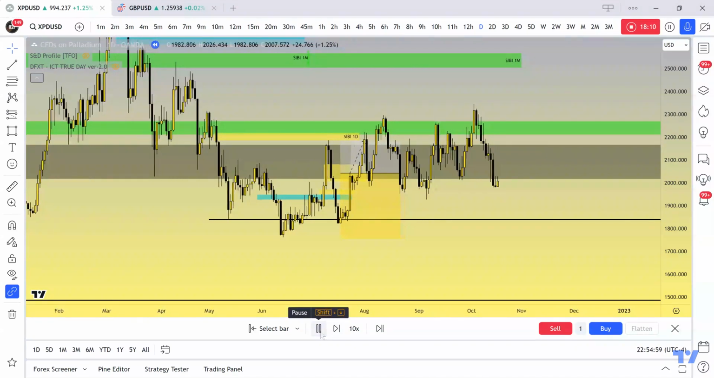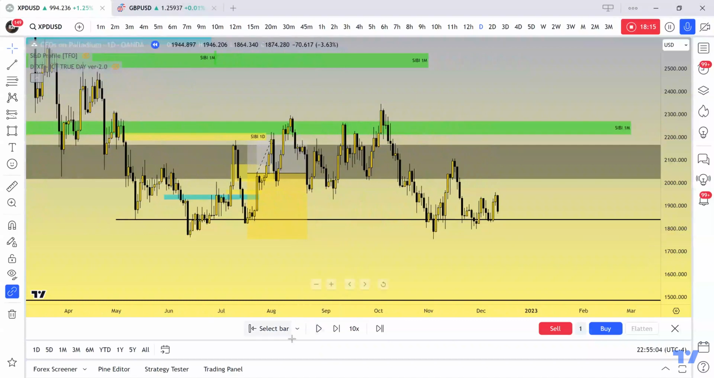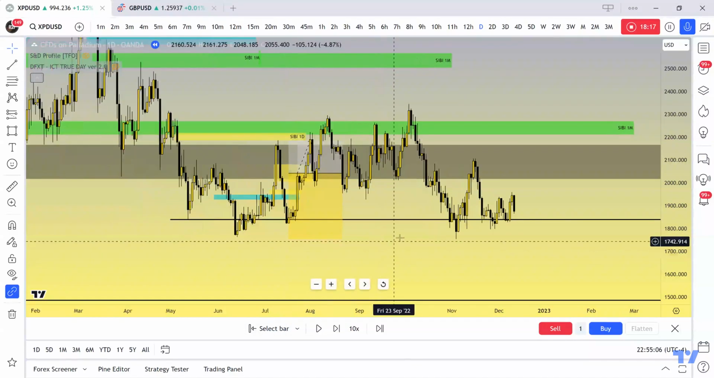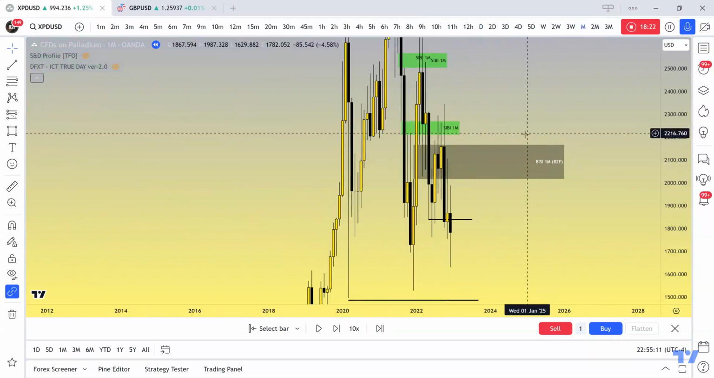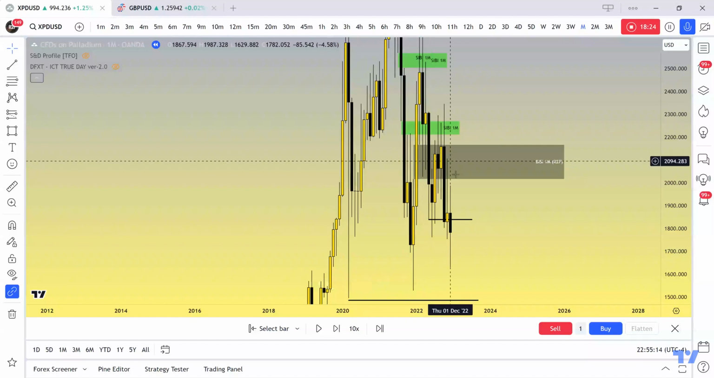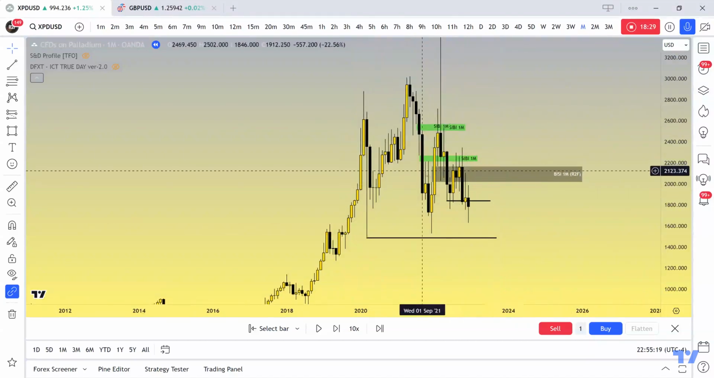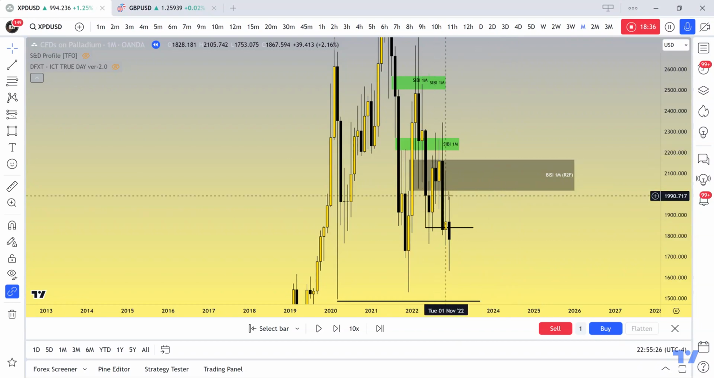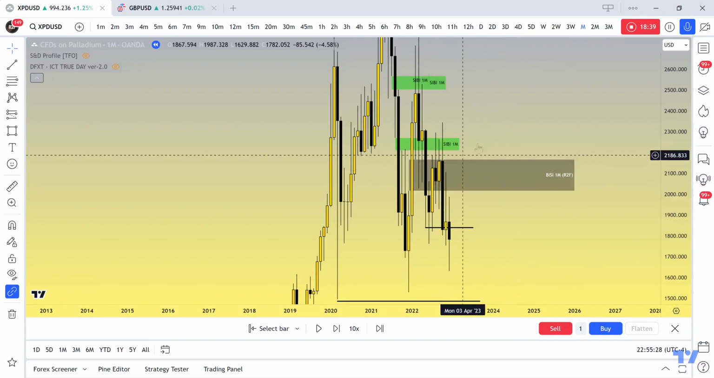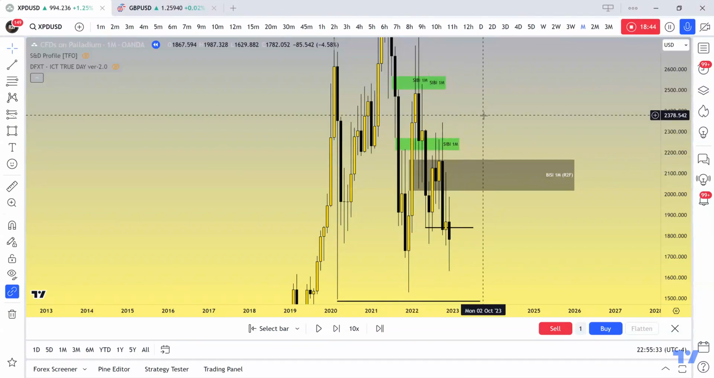Okay. Let's fast forward and see what happened. We do take out the low here. Let's go back to the monthly. All right, so we played a lot in this area. Price is not moving fast, okay? But you can see where price is closing. Do you see the bodies closing below this gap here? The body is closing below this inversion gap here. The bodies are respecting it.